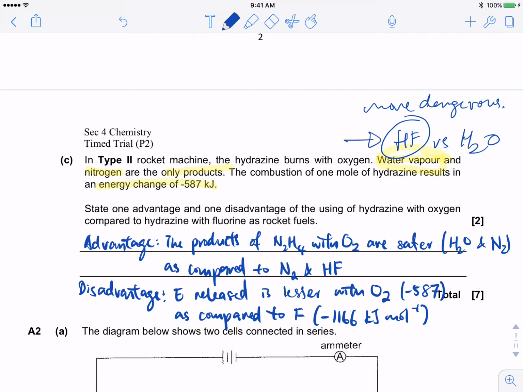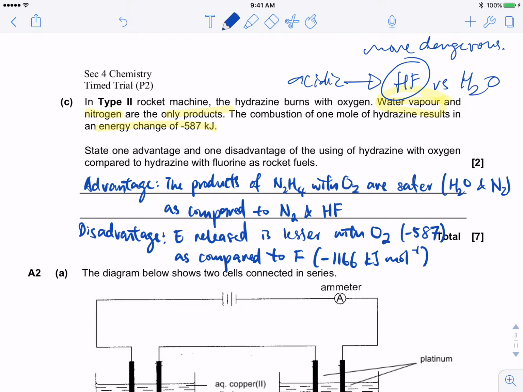Okay, because this is acidic. It's an acidic gas. So, as compared to water, which is neutral, the production of HF is more dangerous. So, the advantage of this fuel is that it is safer.